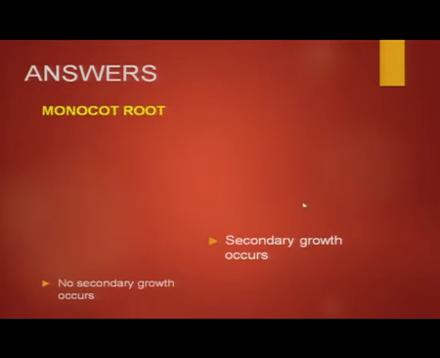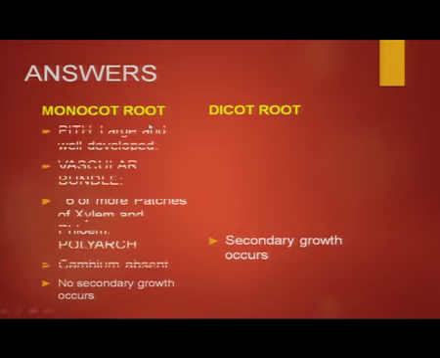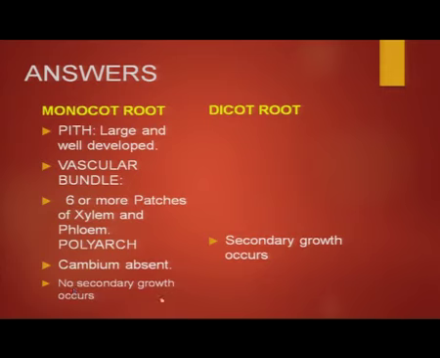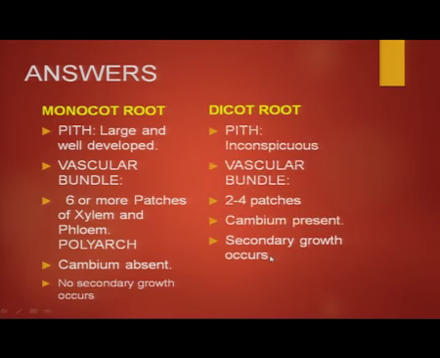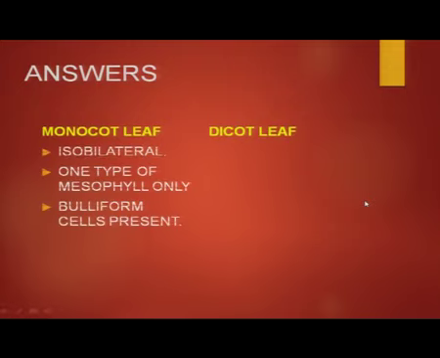Moving ahead, let us try to differentiate between monocot root and dicot root. Obviously, the first difference is that no secondary growth occurs in a monocot root. No secondary growth occurs in any of the monocot structures, but secondary growth occurs in the dicot root. Other points of difference are about the pith. It is large and well developed in the monocot root, but it is inconspicuous in the dicot root. Vascular bundles are polyarch in the monocot root, but they are only in 2 to 4 patches in the dicot root. Secondary growth is not there in monocots because cambium is absent, and the secondary growth in dicots is because of the presence of cambium.